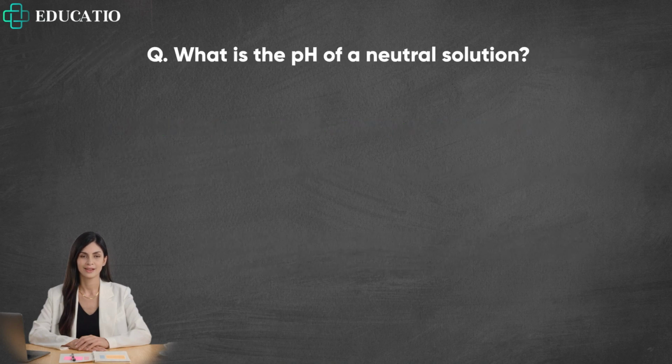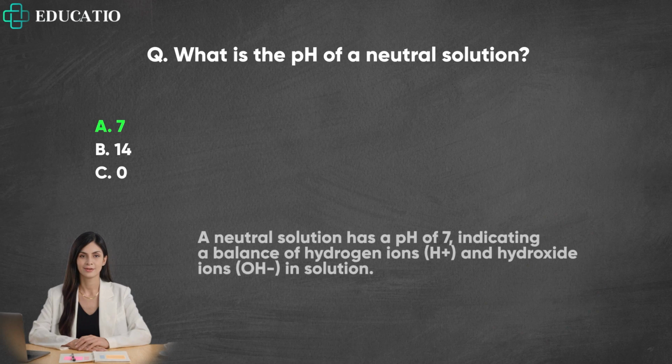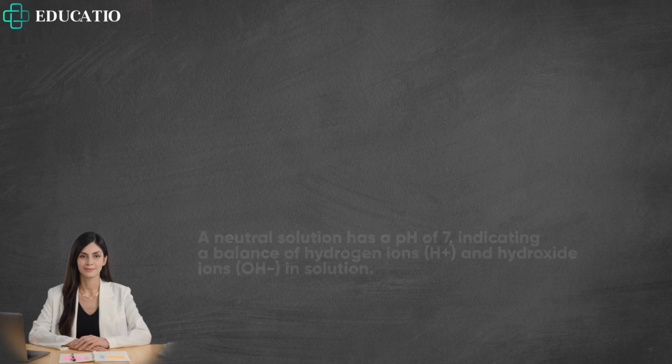Question: what is the pH of a neutral solution? A. 7. B. 14. C. 0. Answer: A. 7. Explanation: a neutral solution has a pH of 7, indicating a balance of hydrogen ions, H+, and hydroxide ions, OH-, in solution.